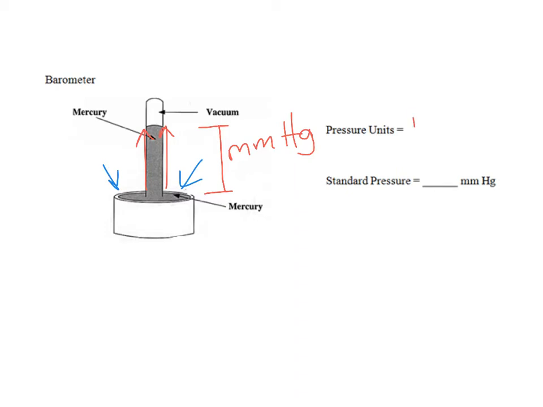So our pressure units, as we said, are millimeters of mercury, or ATMs, atmospheres of pressure.